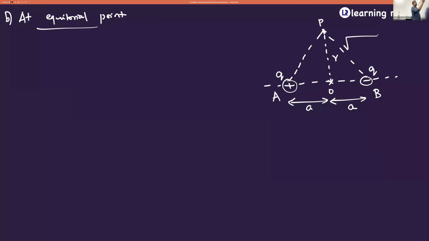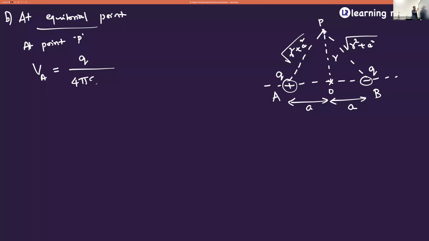then BP is going to be root of R square plus A square, and AP is also going to be root of R square plus A square. So at point P, potential due to the charge at A is going to be equal to Q divided by 4 pi epsilon naught into this distance, which is root of R square plus A square. Potential at point B is going to be negative of Q divided by 4 pi epsilon naught into root of R square plus A square.